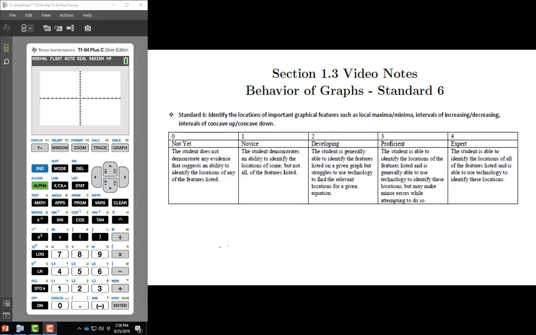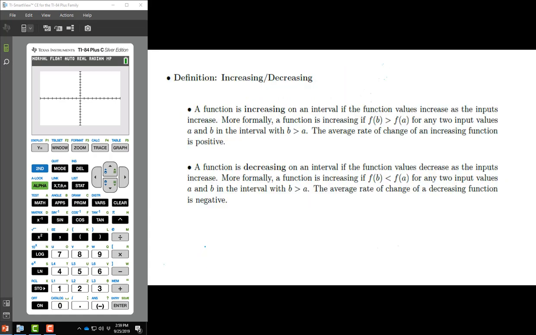In this video, we're going to take a look at the behavior of graphs, and we'll also talk about how to use technology to help us identify important features that graphs have. So first we'll look at the concept of when a function is increasing and when it is decreasing.